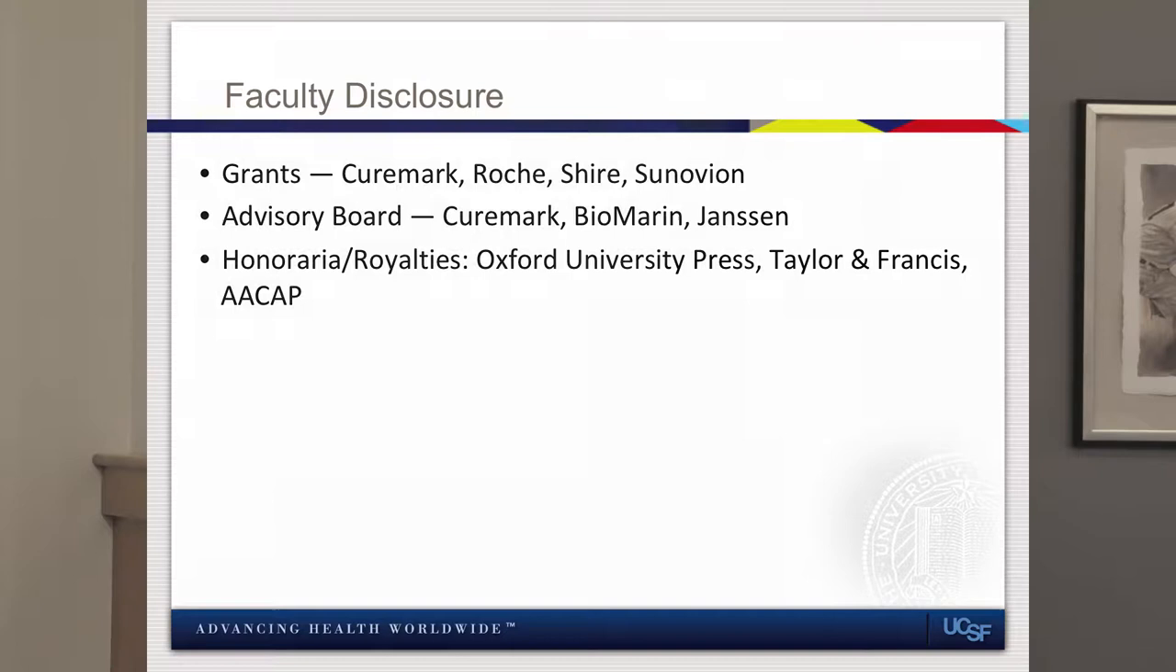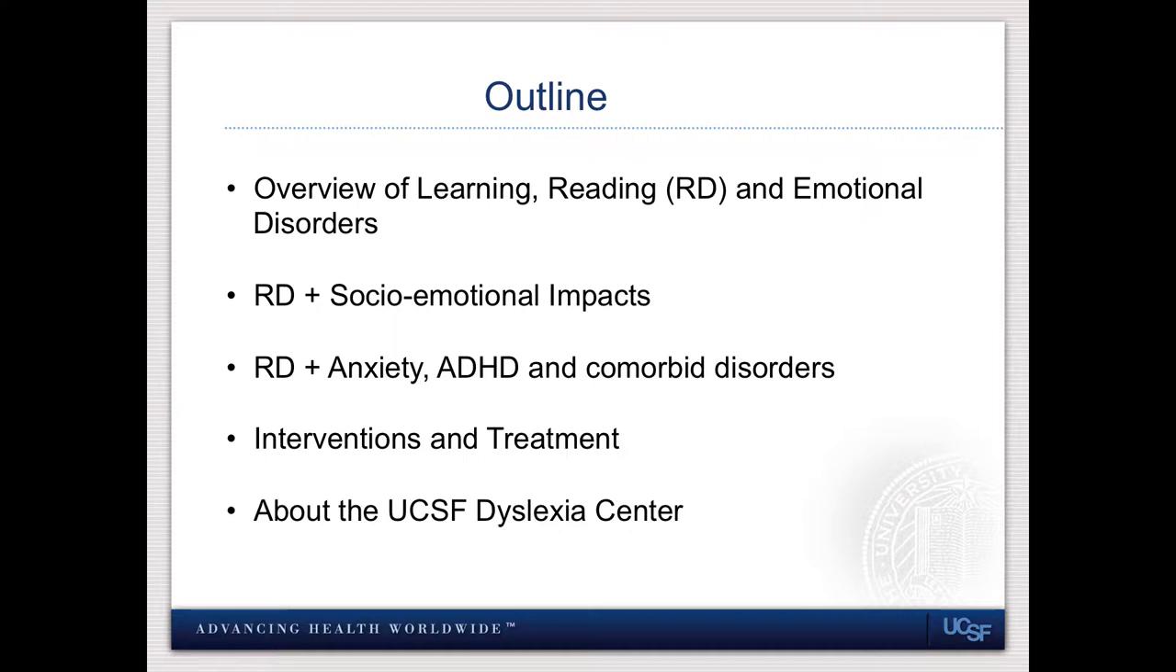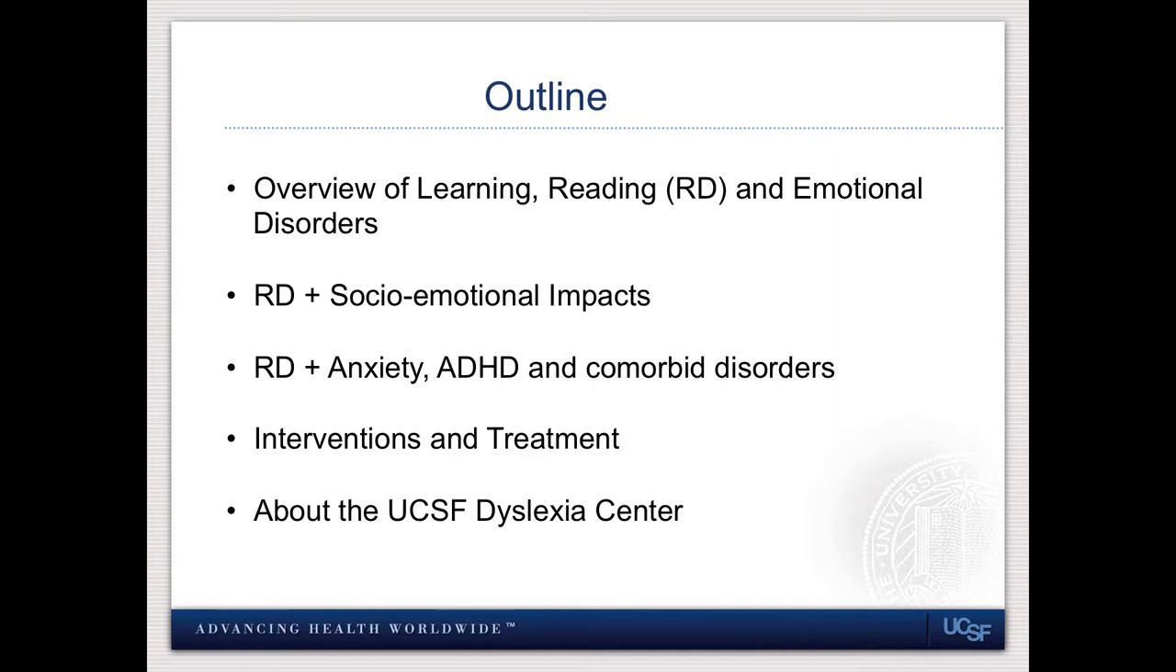What I'd like to do today is to give you an overview of learning, reading, and emotional disorders. It's kind of a quick thing to do in just about an hour. I want to talk about some of the socio-emotional impacts of learning and reading disorders, talk about anxiety, ADHD, and other comorbid disorders, talk about interventions and treatment, and then tell you some about the UCSF Dyslexia Center. It's really brief, but it'll give you a flavor of what we're trying to do, and hopefully it'll tie in to all the things that I'm raising as questions and things that we're struggling to know more about.